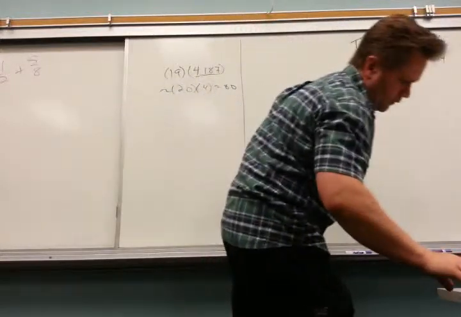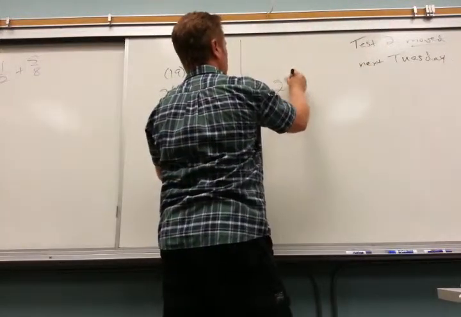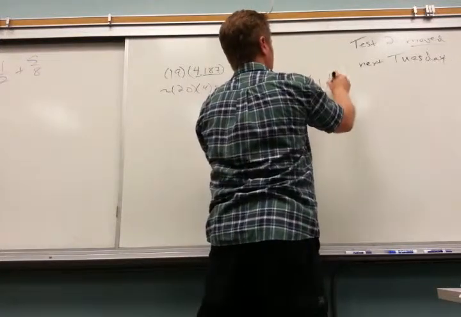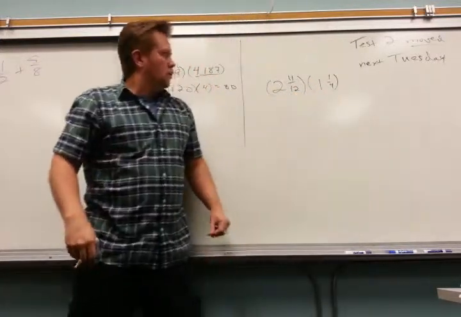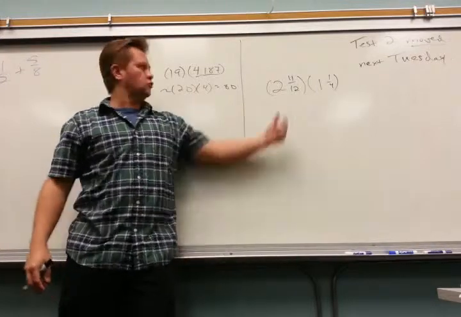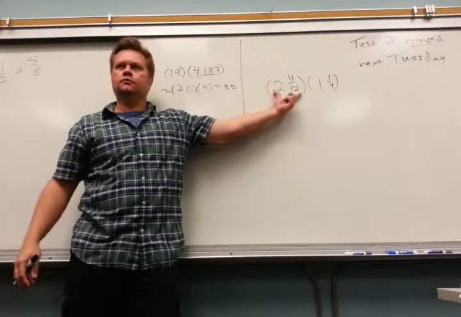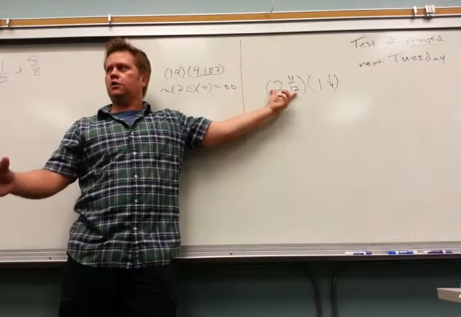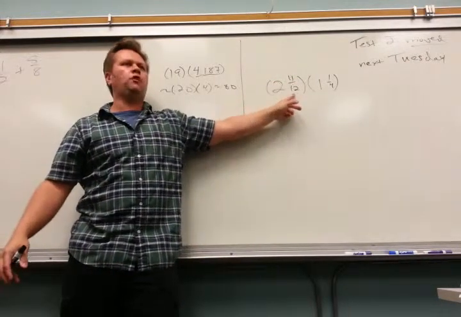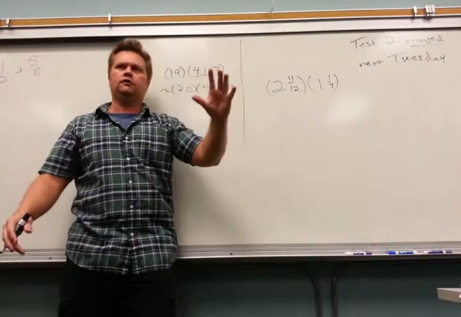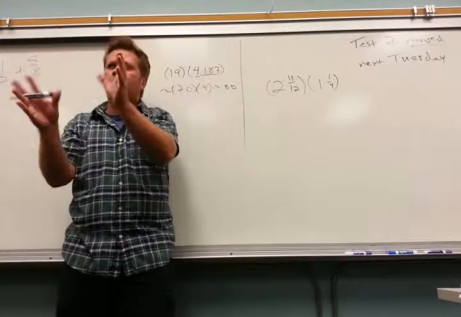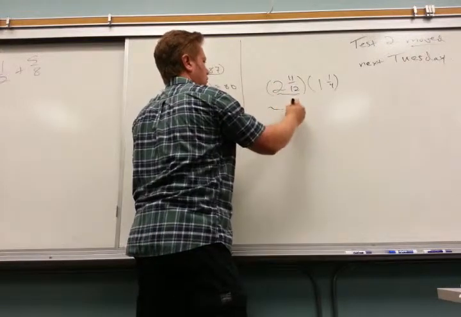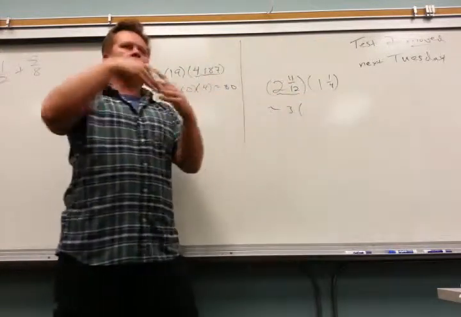So if I have 2 and 11/12 times 1 and 1/4, that's really close to what? 3. Just below 3. You with me? 2 and 11/12 is almost 3. To be more precise, it's 1/12 away from 3. How important is that? Not really. I just know this is about 3. 1 and 1/4 is just what?